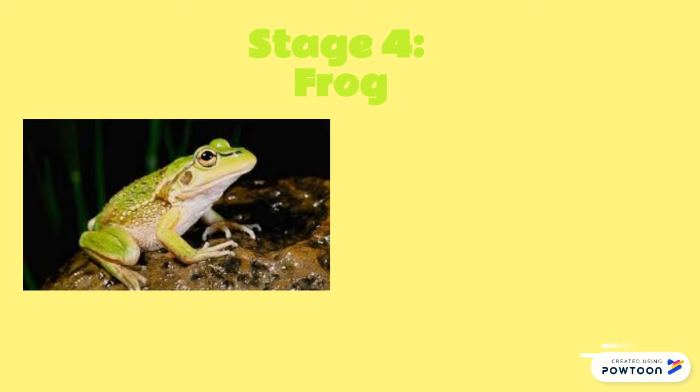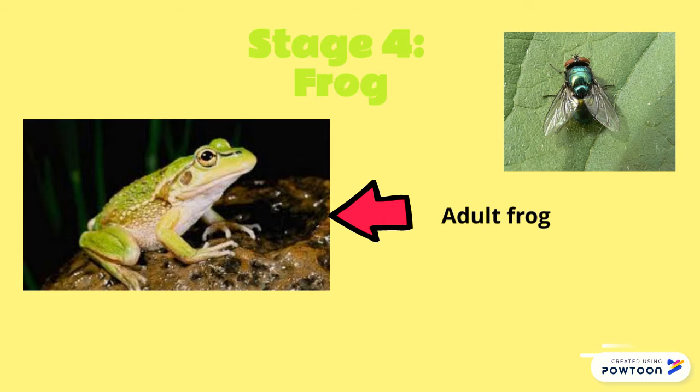Stage 4. When the froglet's tail disappears completely, it becomes an adult frog. It starts to eat insects instead of plants from the water. It may take 2 to 4 years for a froglet to become an adult frog. The adult frog then lays eggs and more tadpoles hatch and begin the life cycle again.